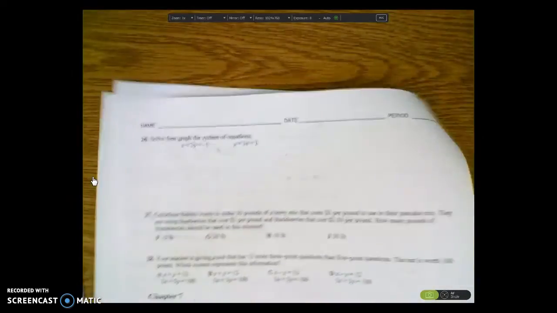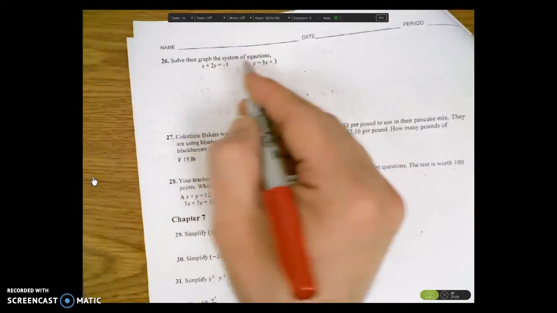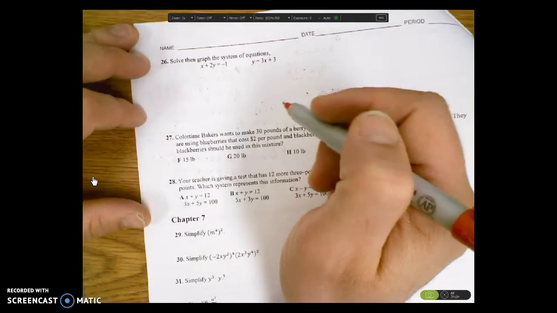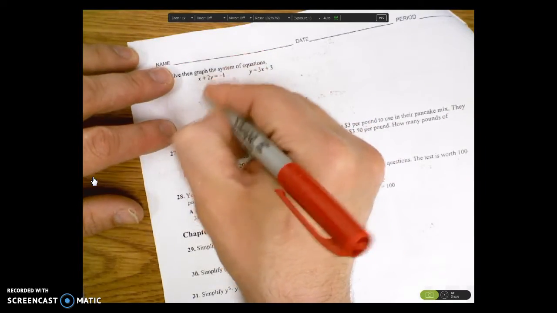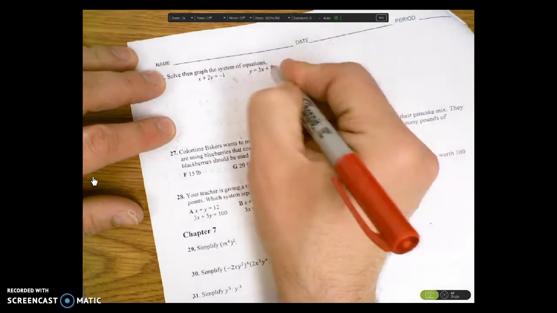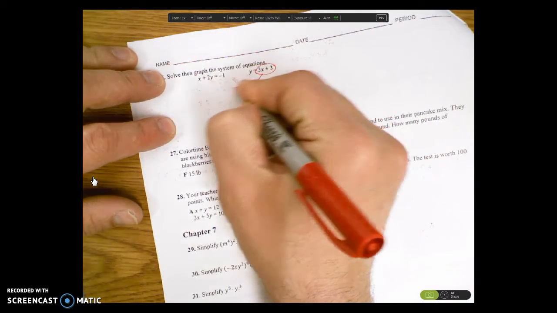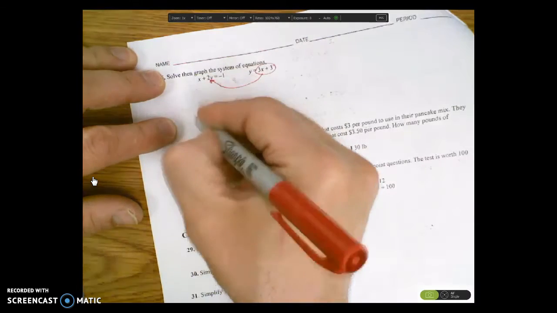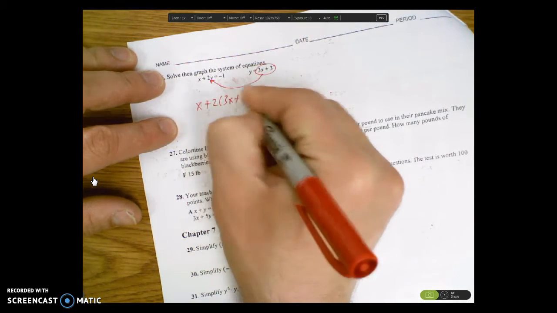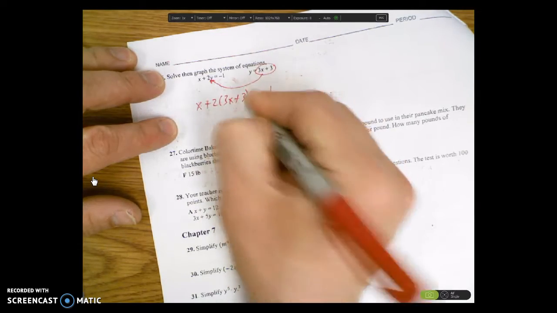All right, let's take a look at the next page. Solve and graph the systems of equations. So I guess we're going to solve them for y so they're easier to graph. Oh, no, we're actually going to solve it, sorry. And I'm going to use substitution, so I'm going to put him there. x plus 2 times 3x plus 3 equals negative 1.